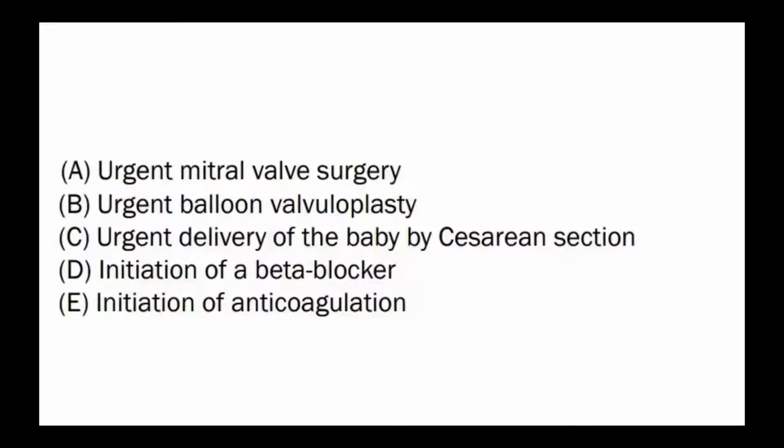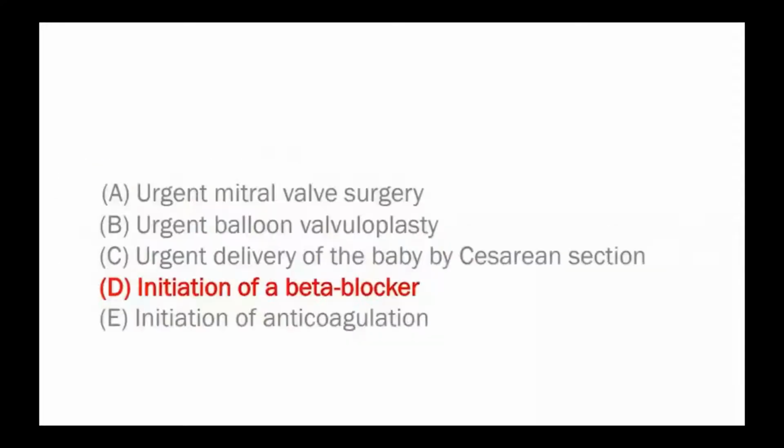So what would you do? Would you do urgent mitral valve surgery, urgent balloon valvuloplasty, urgent delivery of the baby by cesarean section, initiation of beta blocker, or initiation of anticoagulation? Initiate beta blocker. So how would you approach a pregnant lady with mitral stenosis? If the patient is symptomatic, you can start beta blocker, and if she is overloaded, you can give her diuretics to offload her. And if she is still symptomatic, then she can undergo balloon valvuloplasty. Try medical therapy first, and if it's still class 3 to 4 symptoms, then you go for that. If she's class 1 to 2, you can proceed with the pregnancy. Okay, so this one should be beta blocker.